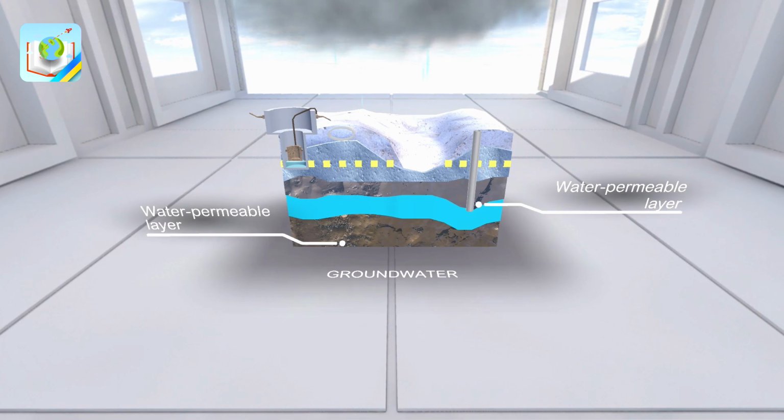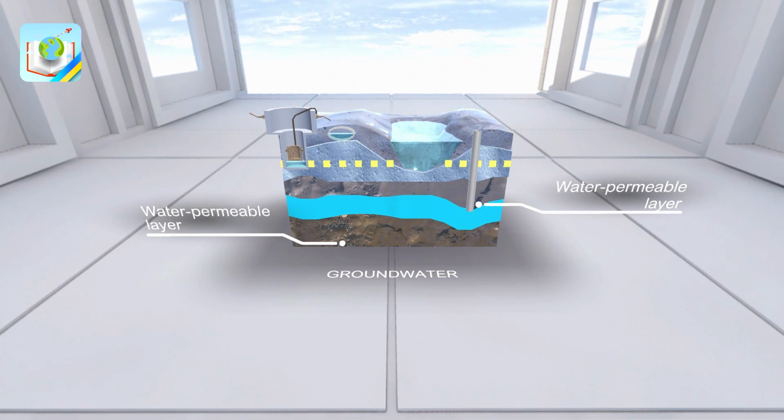Rocks, clay, marl, or granite that retain water are called waterproof. When water falls on a water-resistant layer of rocks, it lingers above it and accumulates in a water-permeable layer.